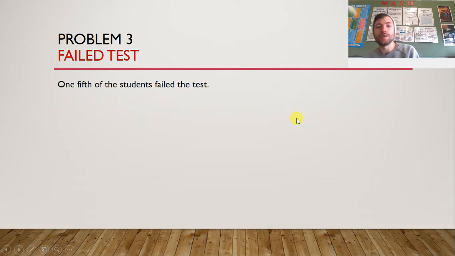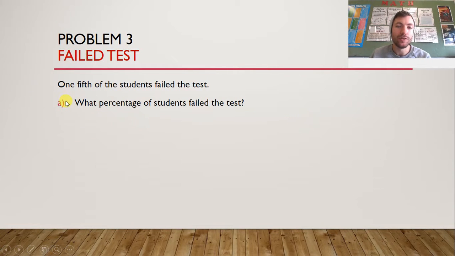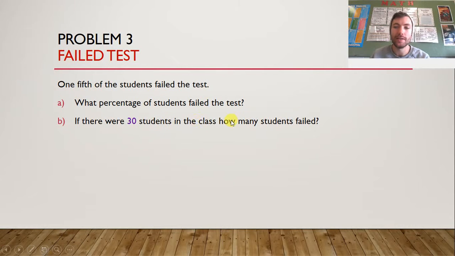Problem 3, so we're going to look at this one. 1/5 of students failed the test. There's two parts. What percentage of students failed the test? And if there were 30 students in the class, how many students failed? Looking at part A first, what percentage of the students failed? We have 1/5, which can be written as 1 over 5, and we're turning that into a percentage now. We first convert it into a decimal. 1 divided by 5 gives us 0.2.